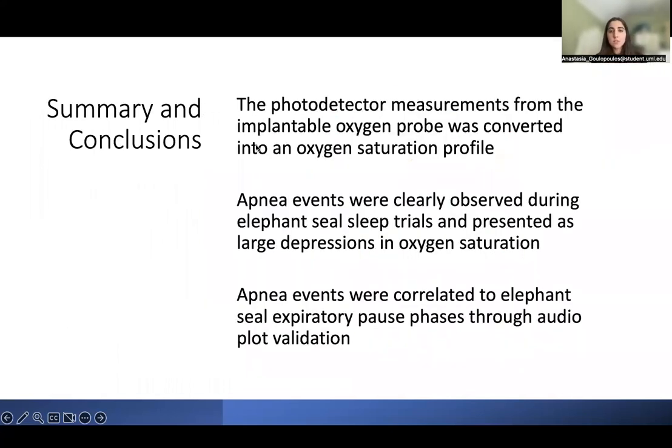So from this study, we saw that we were successful in implanting the oxygen probe. We saw that we were able to get oxygen saturation data from this probe, and then we validated it using audio plots.